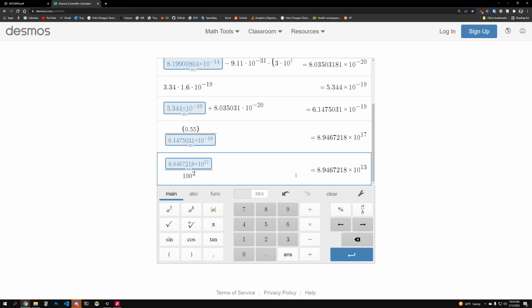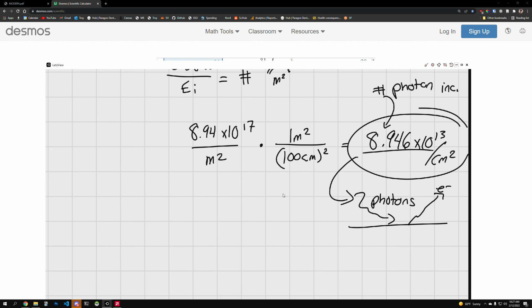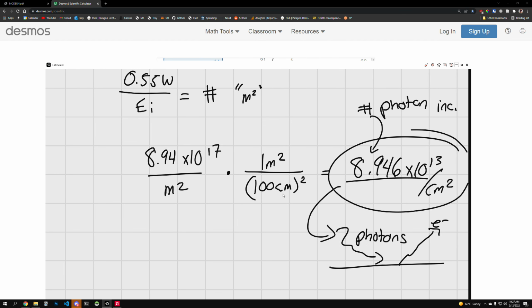So this is the number of photons that are incident per centimeter squared. And it also means that if we had this many photons in, then we're going to have this many electrons out, since it's a 1-to-1, since they all meet the work function, assuming it's a perfect world. All right, so let me know if you have any questions from there.